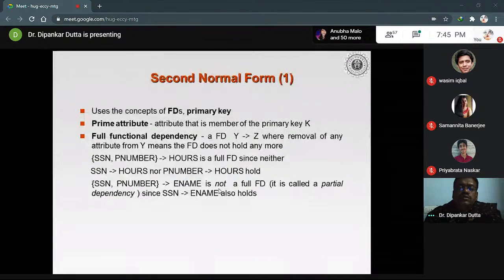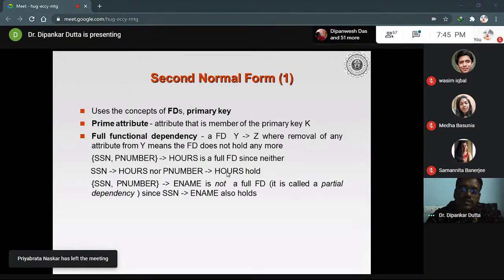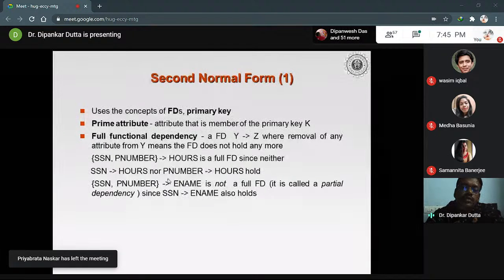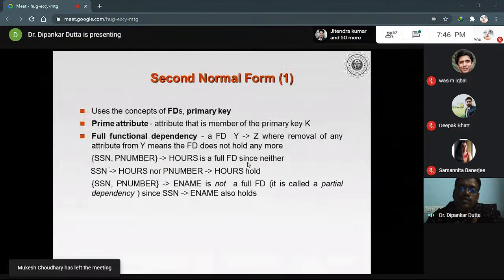Okay. See, SSN, P number implies hours. So if we remove SSN, then P number implies hours we cannot write. Or if you remove P number, we cannot write SSN implies hours. So we require both SSN and P number together to imply hours. So this is an example of full functional dependency.